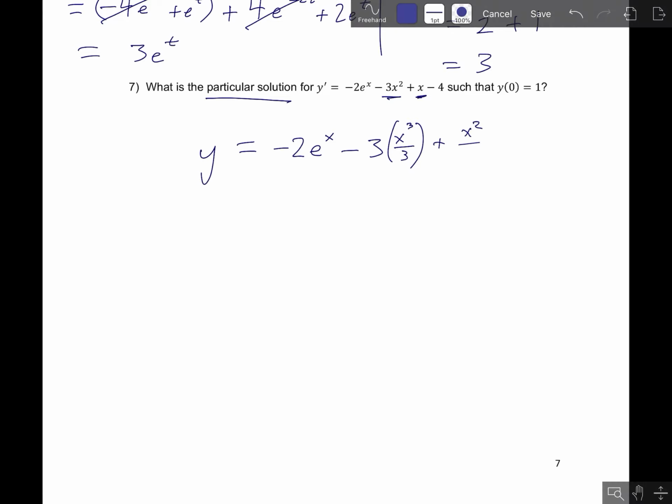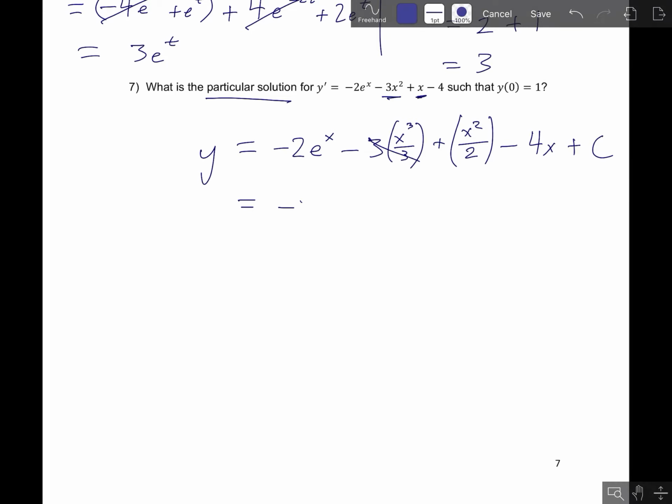If I take the integral of this term, I'll get an x squared over 2 when I increment the power by 1 and divide by the new power. And then the antiderivative of a negative 4 would be a negative 4x. So we know that y is equal to this expression up to a constant. Or in other words, it's this thing plus c.